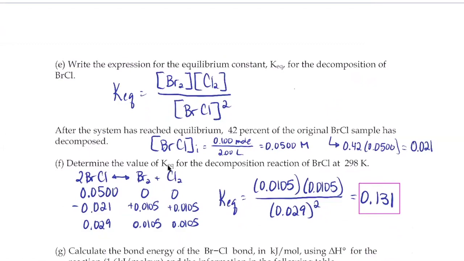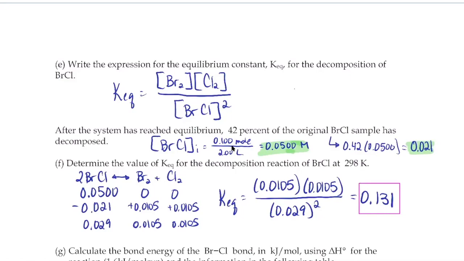In order to set up an ICE table, we need the initial molarities of that BrCl. Since we put 0.1 moles into a 2-liter flask, the molarity of that BrCl in the beginning was 0.050, this guy, right? And then 42% of that decomposed. So if we do 42% of that 0.05, that means that 0.021 has turned into our products.